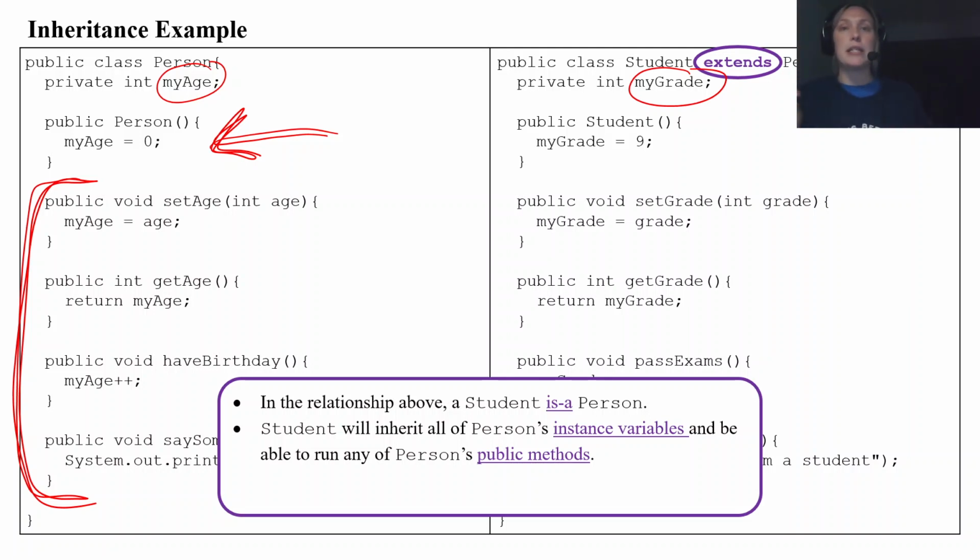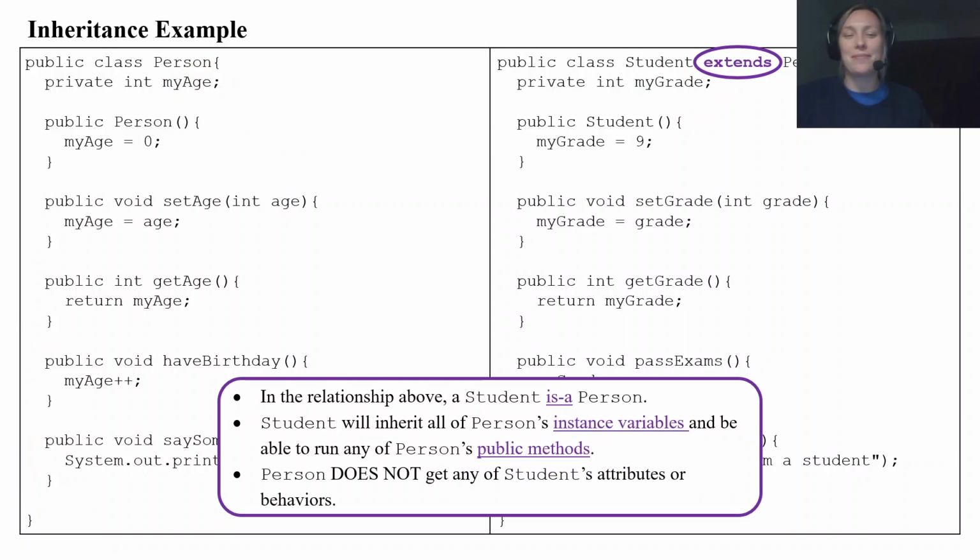Constructors do something a little bit different in inheritance, and we're going to talk about that in lesson 2. But the instance variables and all of those public methods, a student is able to run and have. And again, it's a one-way relationship. So student gets all of this stuff from person, but not vice versa. Person does not get anything from student. Okay? Person is just a person. The is-a relationship is one way. Student is a person, not going the other way.